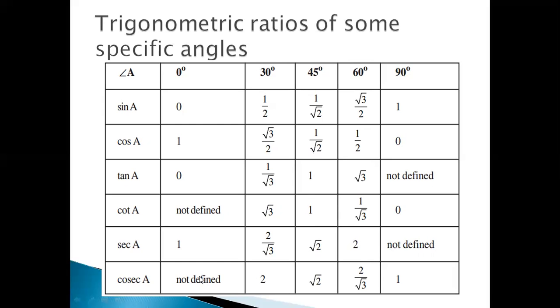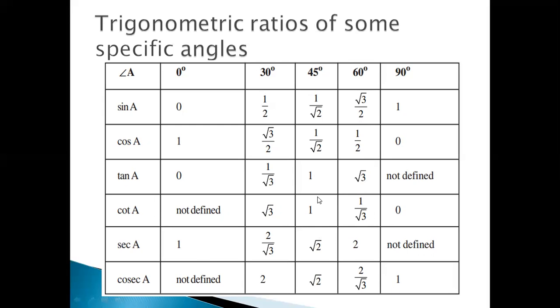Cosecant 0 degrees is not defined. Cosecant 30 is the multiplicative inverse of sine. Sine 30 is 1 by 2, so cosecant 30 is 2 by 1, the reciprocal, so 2. Then sine 45 is 1 by root 2, its reciprocal is root 2 by 1, so it is root 2. Then sine 60 is root 3 by 2, its reciprocal is 2 by root 3. Then sine 90 is 1, its reciprocal is 1 by 1, so cosecant 90 is 1. So this is the table.